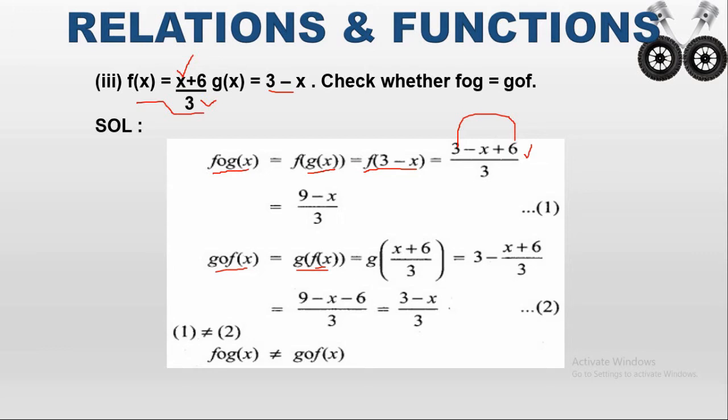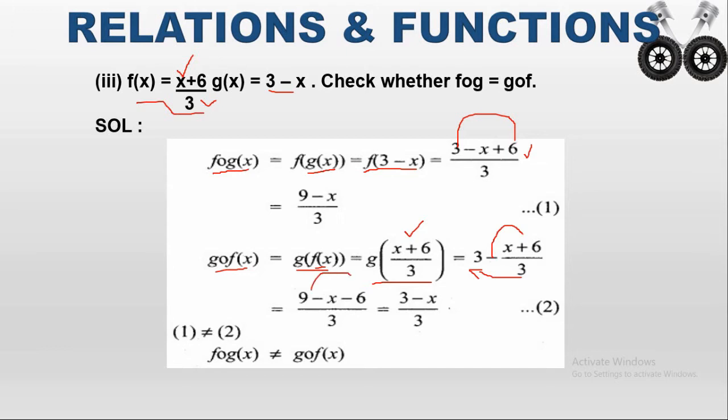Next we have to substitute the value for G of x. G of x is 3 minus x. Wherever x appears you have to substitute x plus 6 divided by 3. So it will become 3 minus x plus 6 divided by 3. Now cross multiply it. 3 into 3 becomes 9. Bring the minus sign inside, so it becomes 9 minus x minus 6, whole divided by 3.